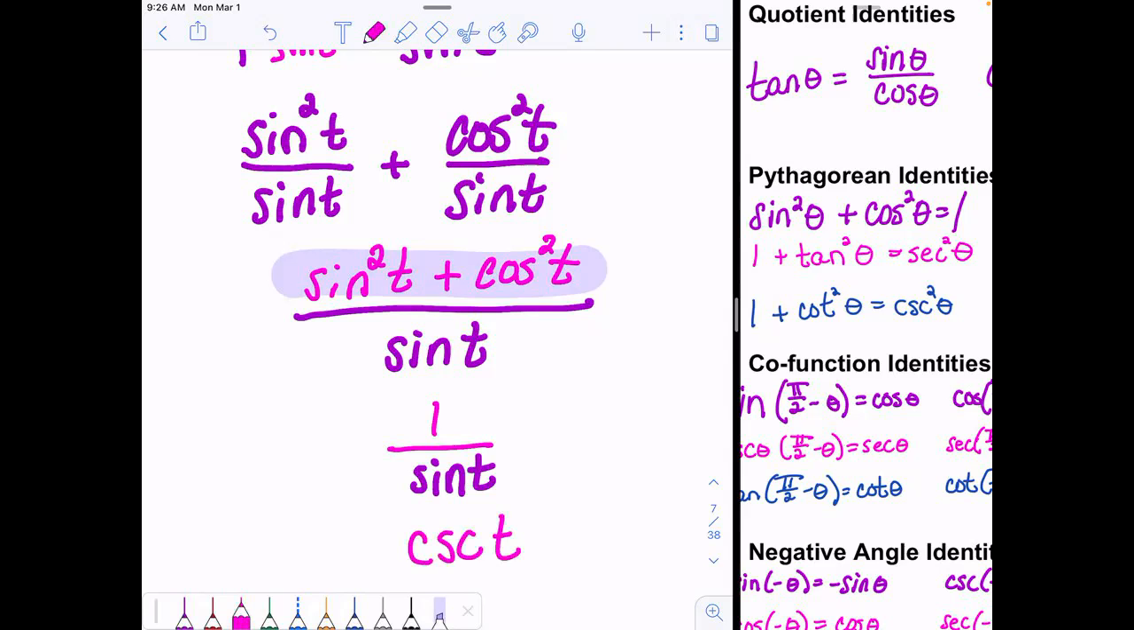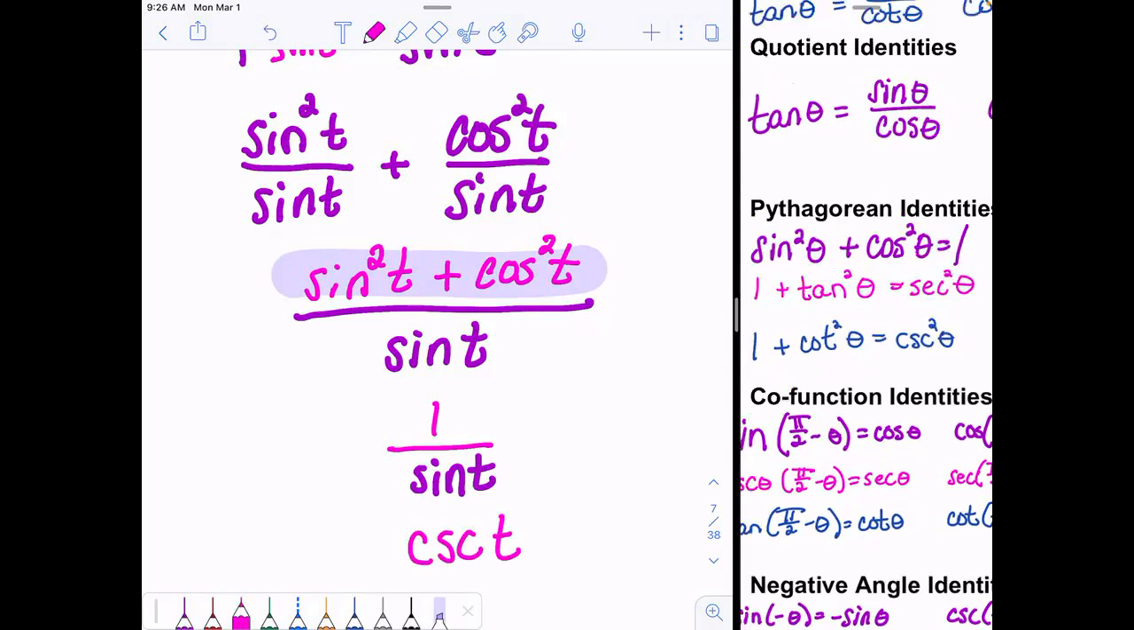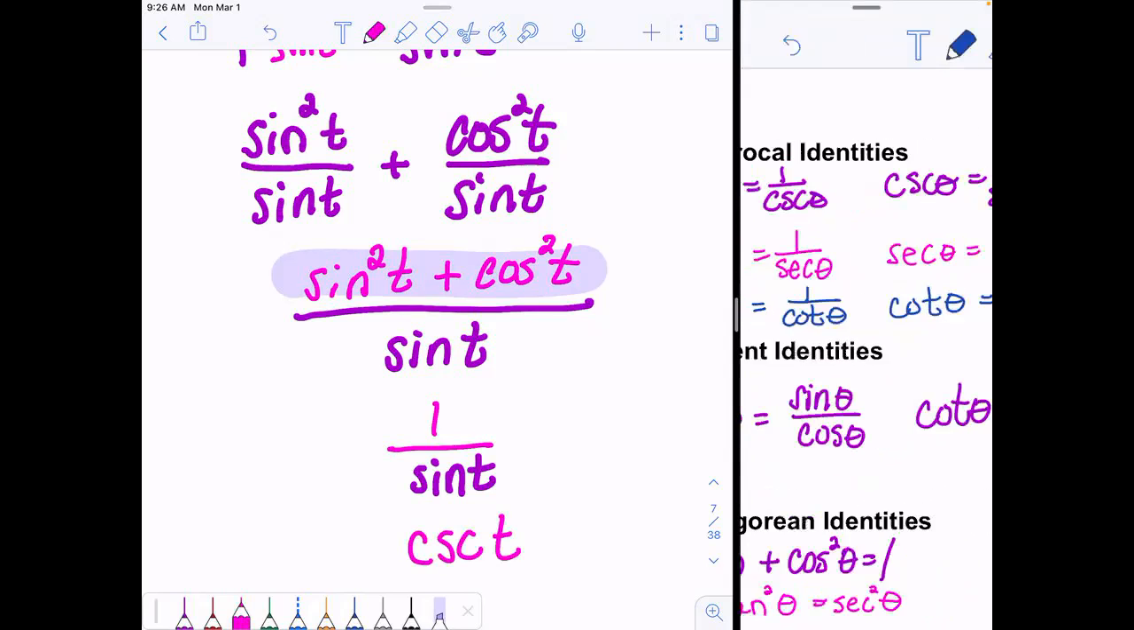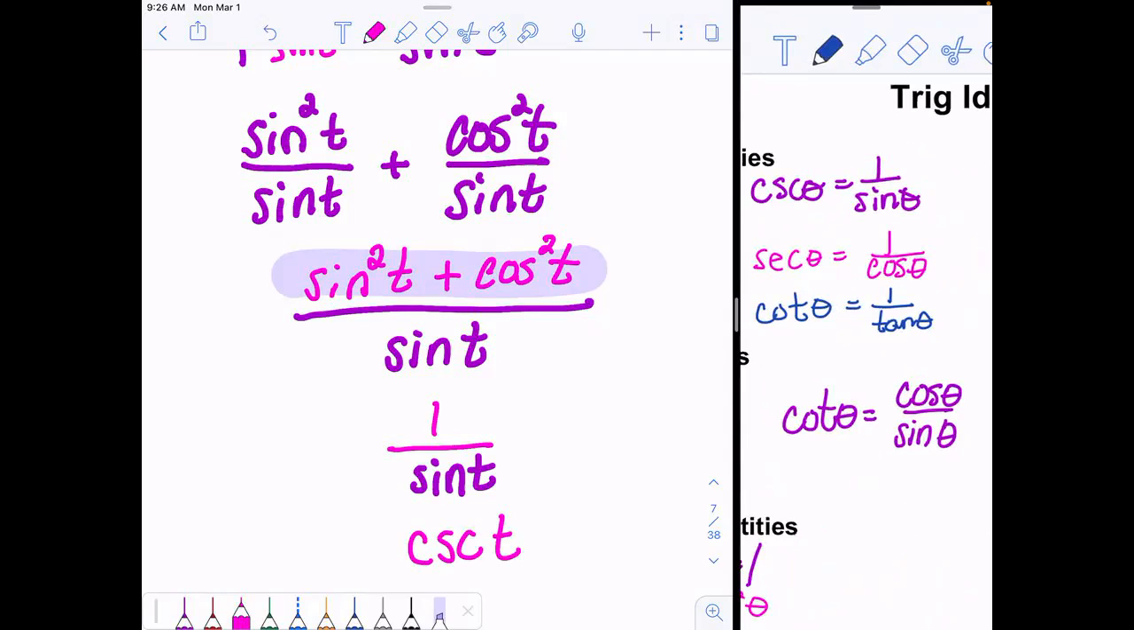Yep, you're right. It is equal to the cosecant. So right over here, 1 over the sine is equal to the cosecant. If you can simplify it to be one term, then the expression has been completely simplified.